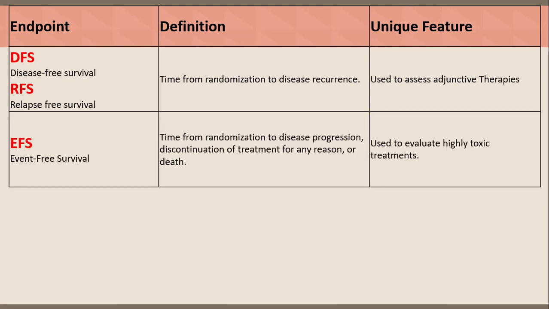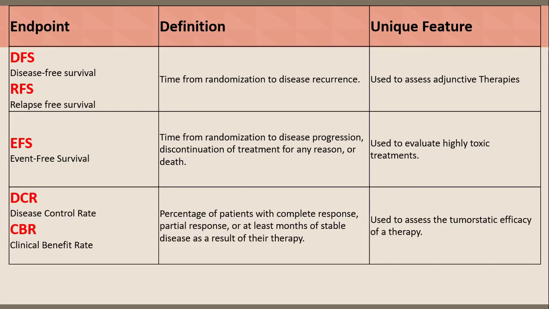EFS, or event-free survival, which is the time from randomization to disease progression, discontinuation of the treatment for any reason, or death, and used to evaluate highly toxic treatments. DCR, disease control rate, or CBR, clinical benefit rate, percentage of patients with complete response, partial response, or at least one month of stable disease as a result of their therapy.